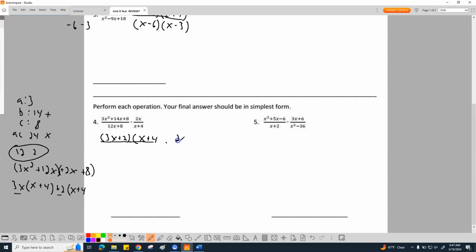And then I still have my 2x over here. I still have my x plus 4 on the bottom here. And then what can I take out in this 12x plus 8? I can take out a 4. Take out a 4, and I end up with 3x plus 2.